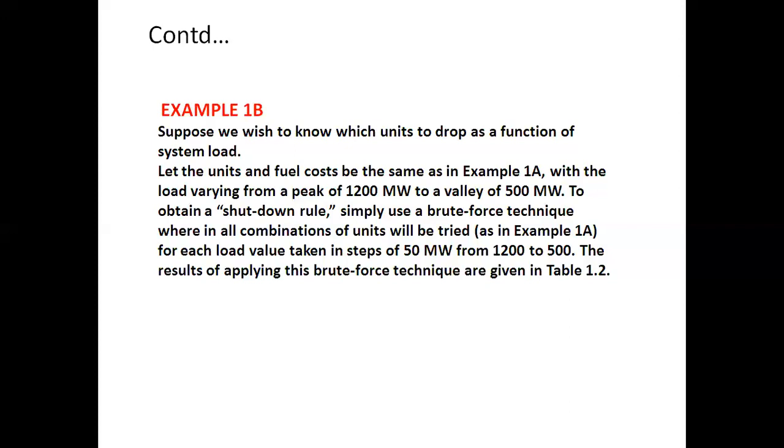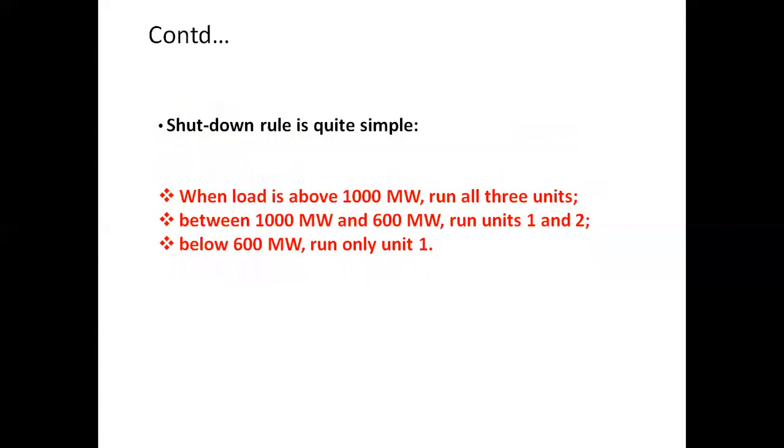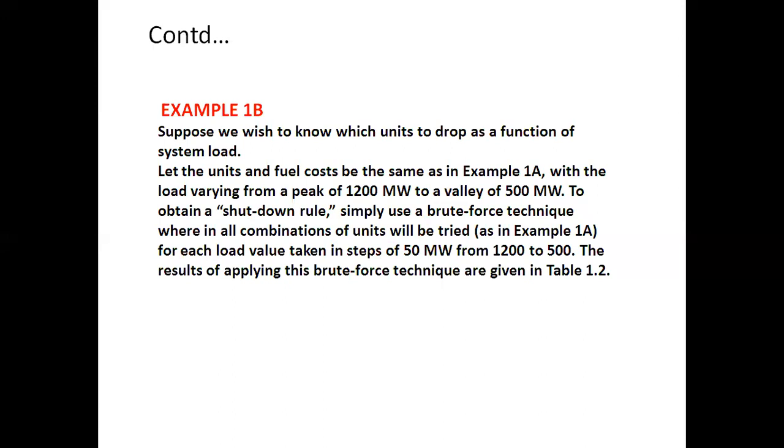All the results that we get by applying the brute force technique are given in table 1.2. The simple shutdown rule that we have already applied: when the load is above 1000 megawatt, we run all three units. Between 1000 megawatt and 600 megawatt, we run unit 1 and 2. And below 600 megawatt, this part is very important, we only run unit 1. That is our previous general brute force technique in order to do the shutdown rule.